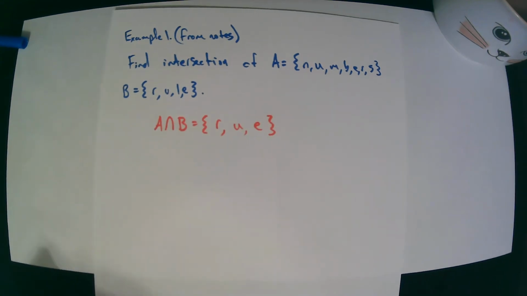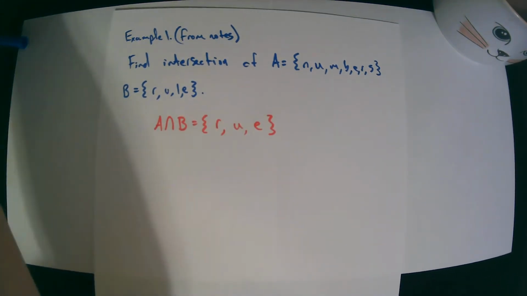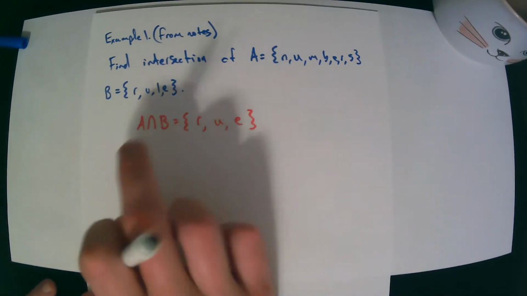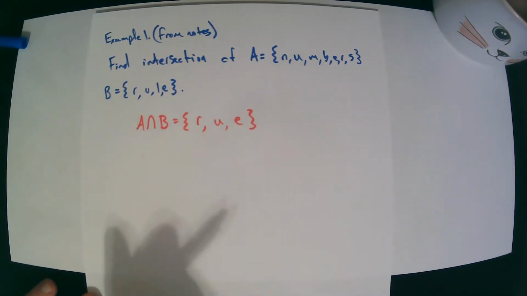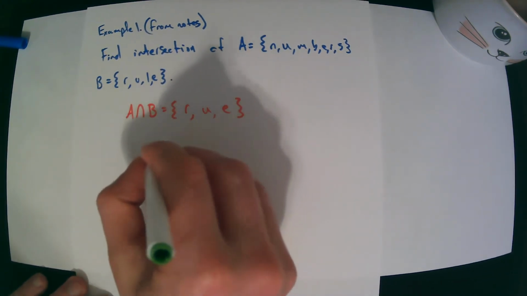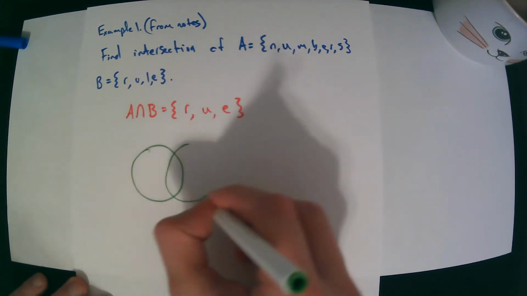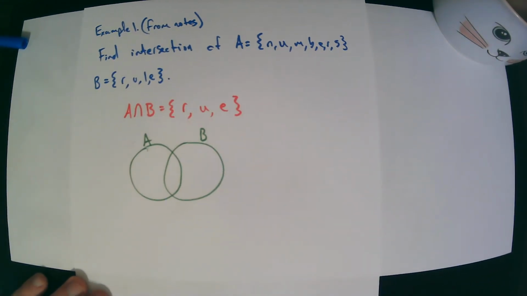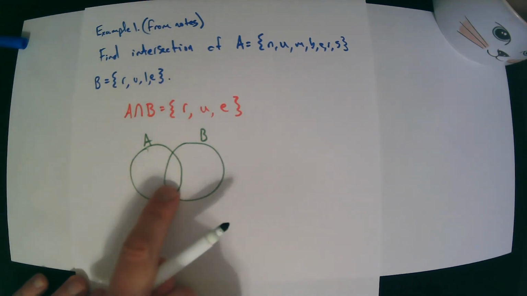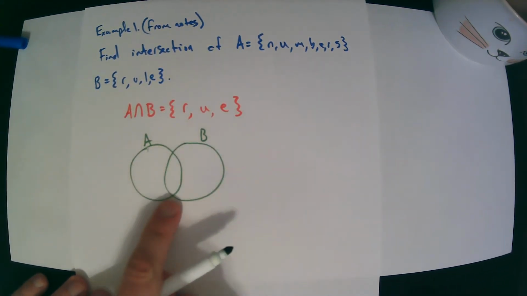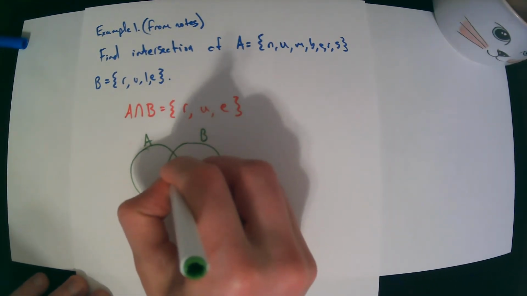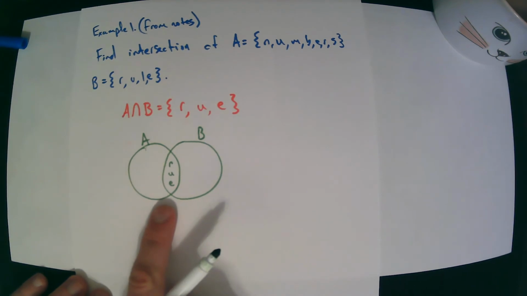Okay, now as a picture, what would this look like? So this is fine. This is the answer. Set A intersect B is these three elements. But what would it look like as a picture? If this was A and this was B. Whenever you're drawing a picture like this, you always want to start on the inside. Start in that innermost intersection right here. We'll put those three letters in there. R, U, E. That's the intersection.